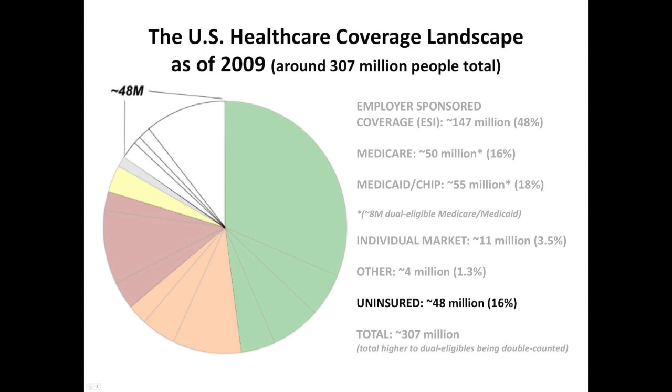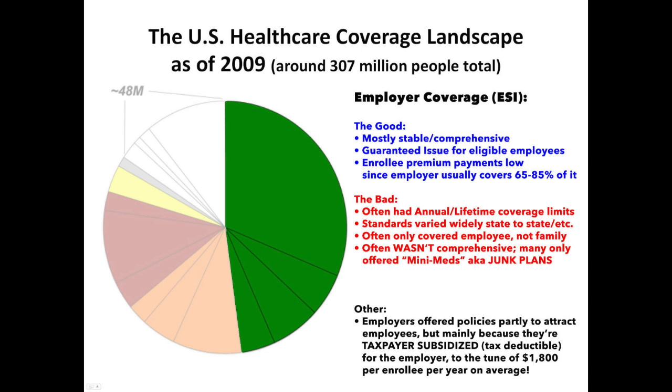So, besides those 48 million uninsured, what were the other problems? Well, in the employer or group markets, things were pretty stable for the most part. There were lots of exceptions, but the group market tended to be fairly stable, with the plans being fairly comprehensive for the most part. They offered guaranteed issue for eligible employees, and the premiums paid for by the employee themselves tended to be relatively low, mainly because their employer would usually cover anywhere from 65 to 85% of the cost.